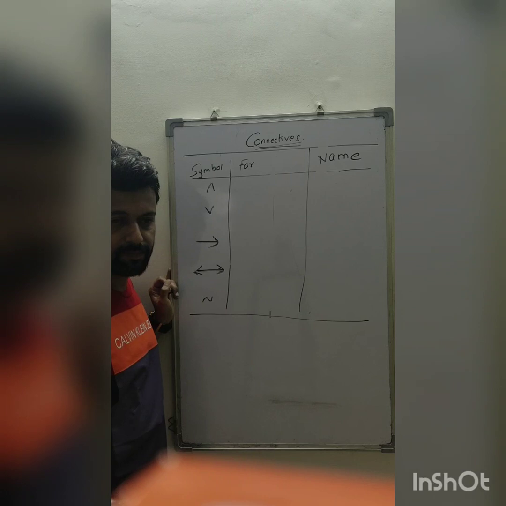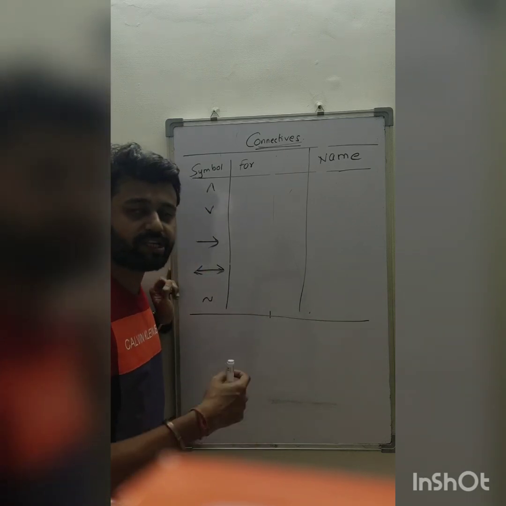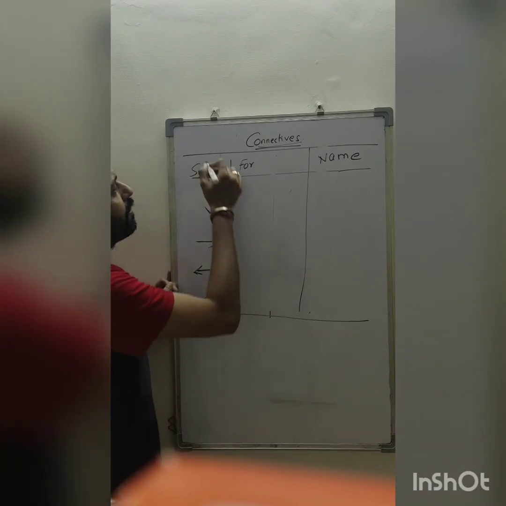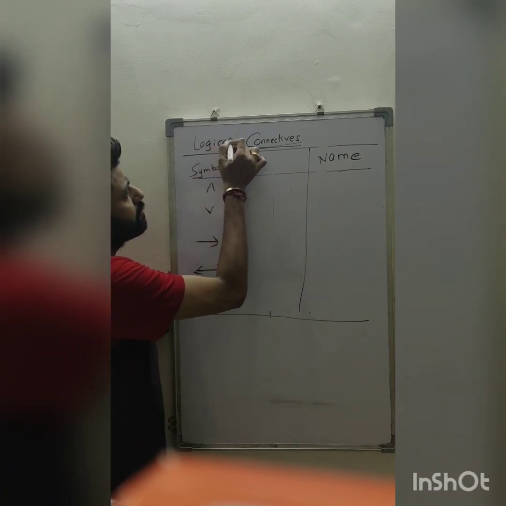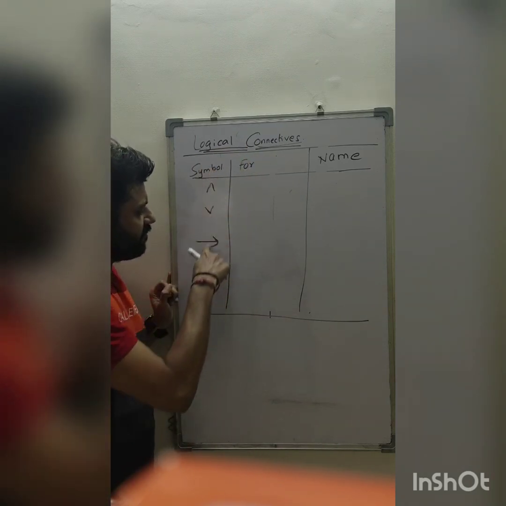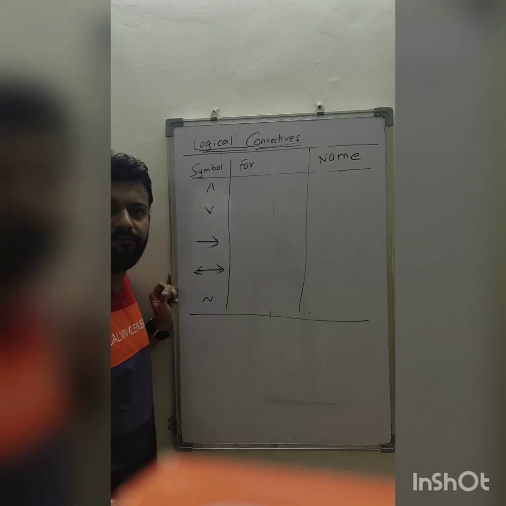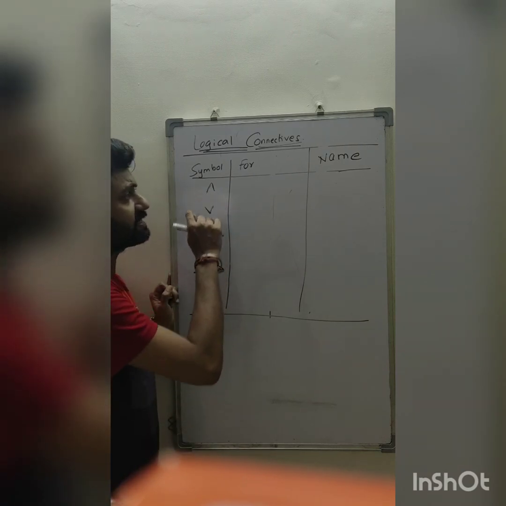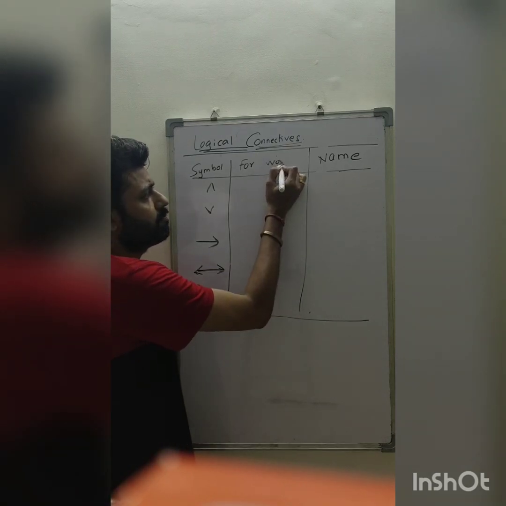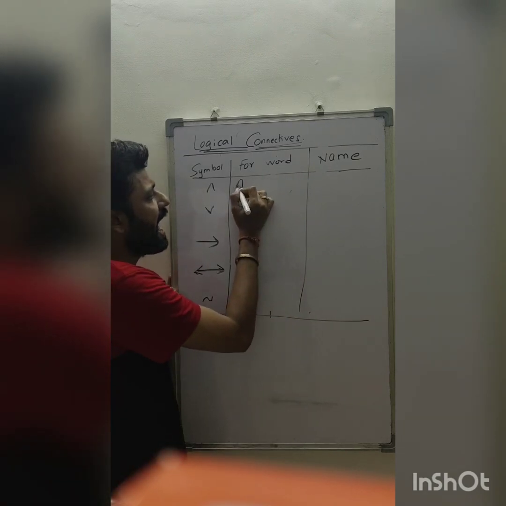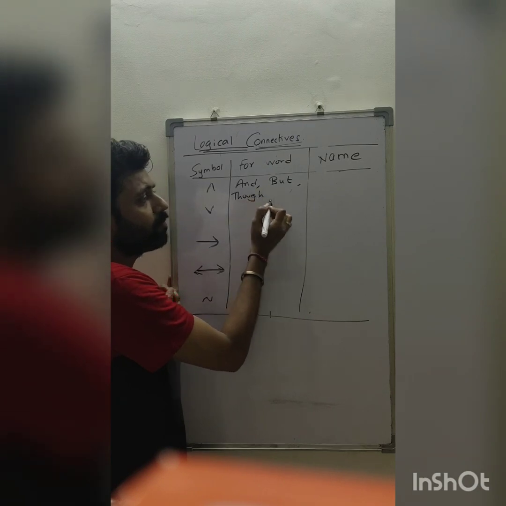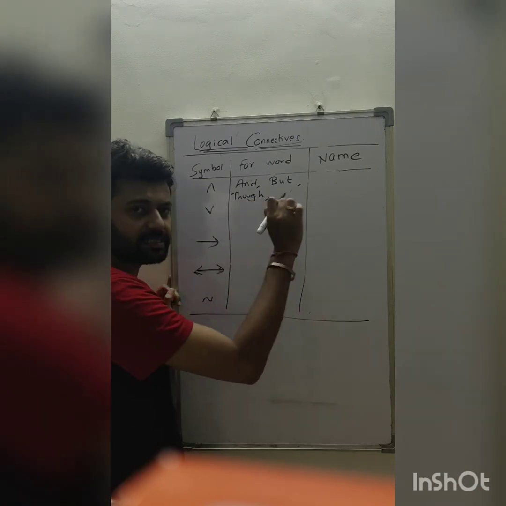In maths, in the chapter mathematical logic, there are 5 connectives. We also call them logical connectives. These are the 5 symbols you see, which will be used as connectives. This, if you recall, will be used for the words like and, but, though, although, etc.